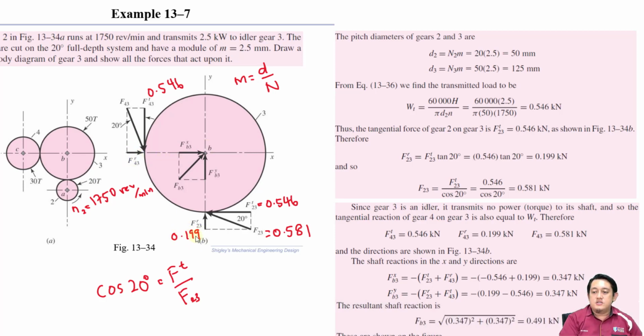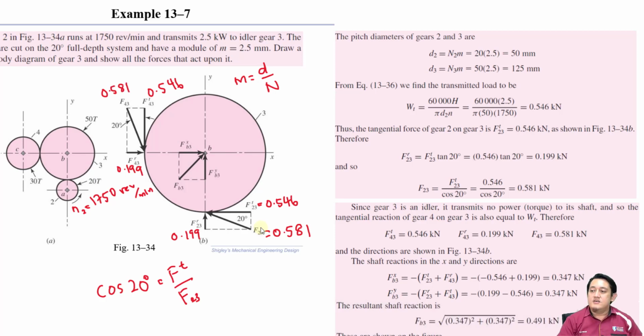So this one here will be 0.199 also. Now the values of this one and this one we already know. What about this one, F43? Because all the values are the same and the angle is also the same, F43 is also equal to F23, which is 0.581.